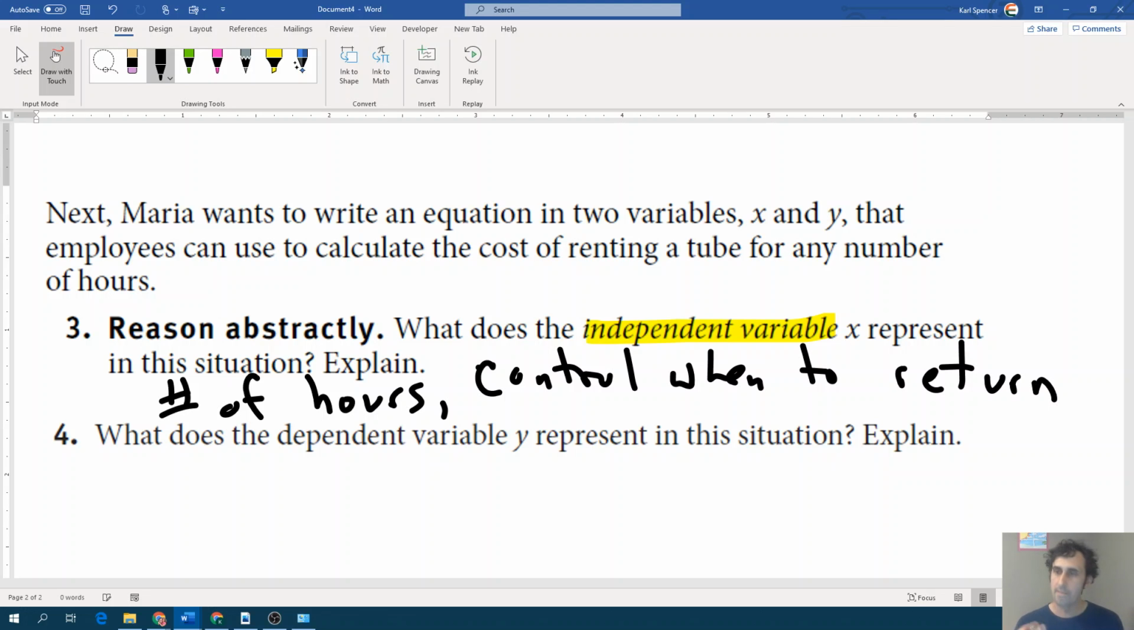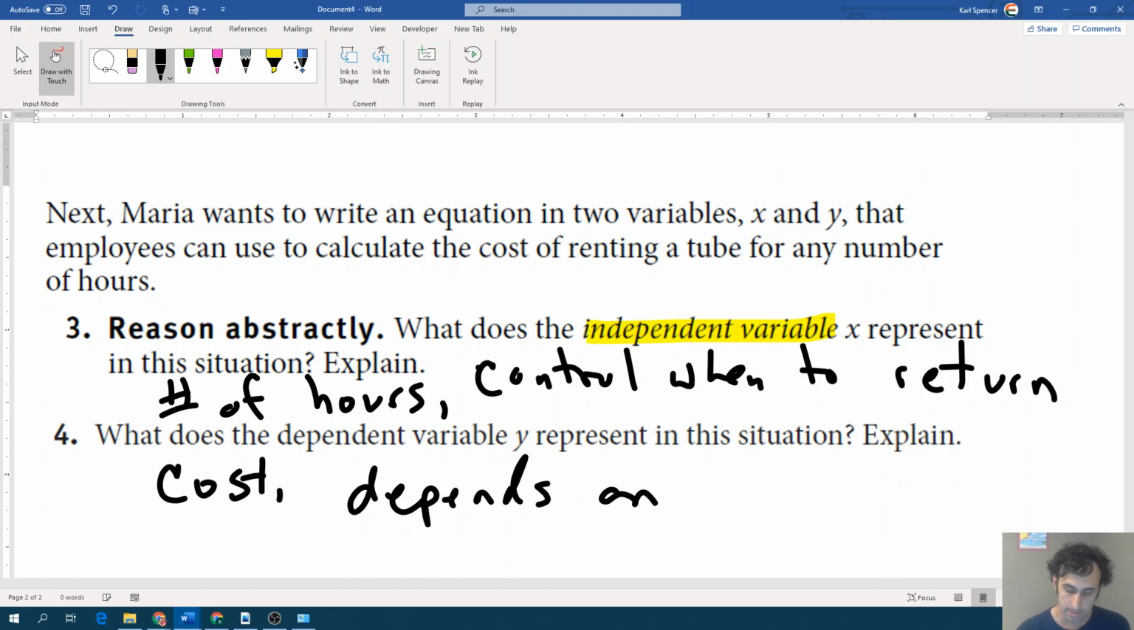So whatever variable you can control, that is what is going to be referred to as the independent variable. On the flip side of that, the dependent variable, the y, is sort of the result, what ends up happening. And in this case, our y value is going to be cost. The cost depends on how long you keep the tube for. So this depends on the independent variable.